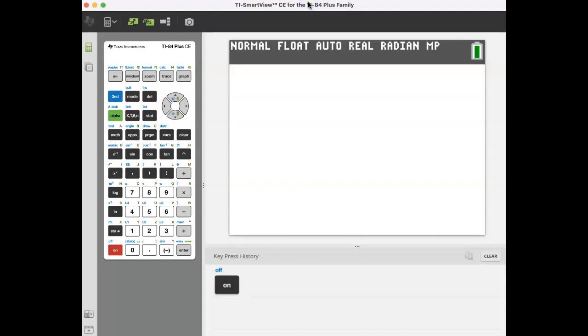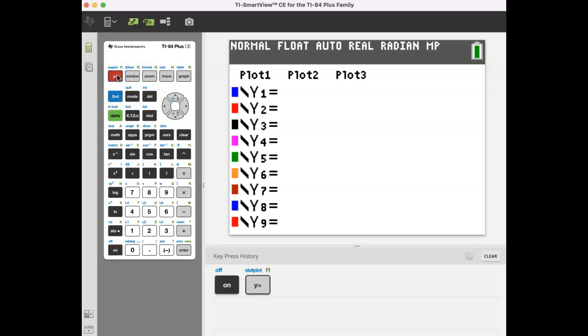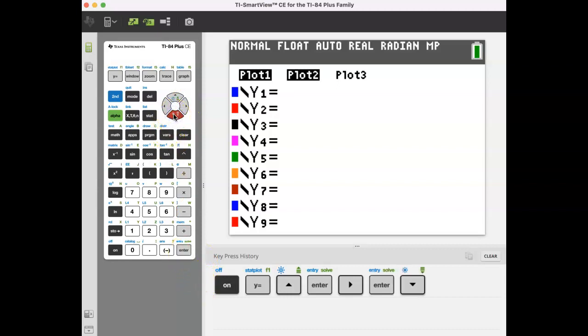All right, so we need to put in our function. Up in the upper left-hand corner, you'll see y equals. Be careful, because if 1, 2, or all 3 of your plots at the top are highlighted, in other words, if they have a dark background, that means that your calculator is looking for statistical data. It wants to graph a box and whisker plot. It wants to graph a line graph. It's going to look for a list of numbers, which we are not putting into our calculator. So you need to unhighlight them.